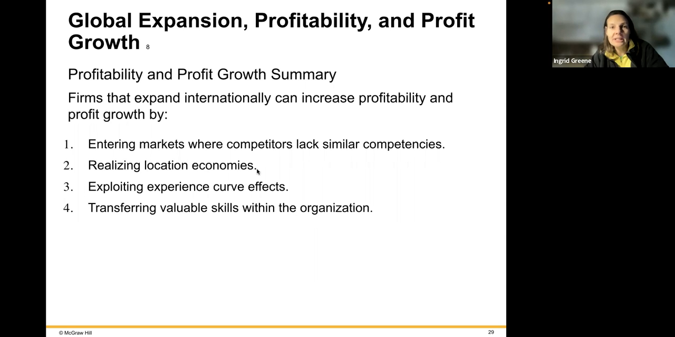Realizing location economies. McDonald's is so great because they really work with the local farmers and the local cows, et cetera, to get the products they need. Exploiting experience curve effects: making it very efficient, making sure the employees know how to serve hamburgers and French fries very quickly because they know the process so well. And then transferring valuable skills within the organization. Again, McDonald's has done well. Starbucks too. Their management training programs are really great, coming from headquarters down to the barista.